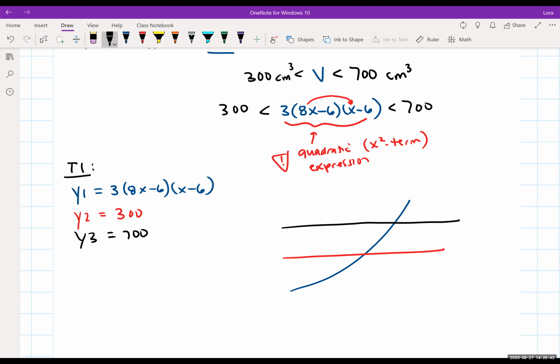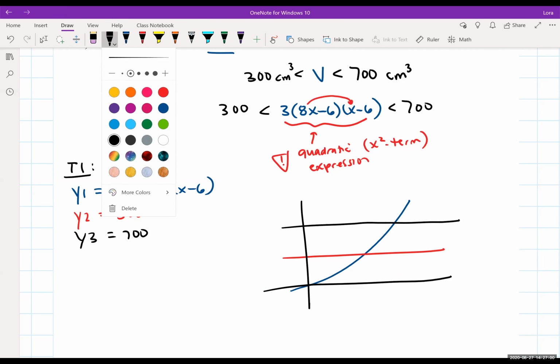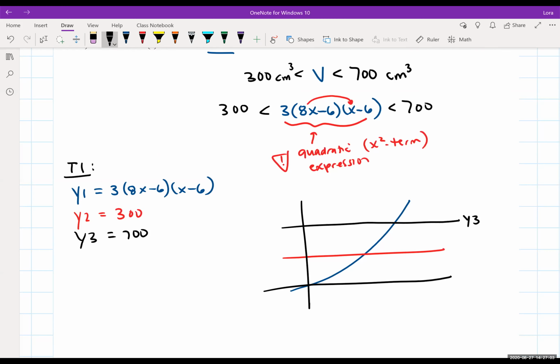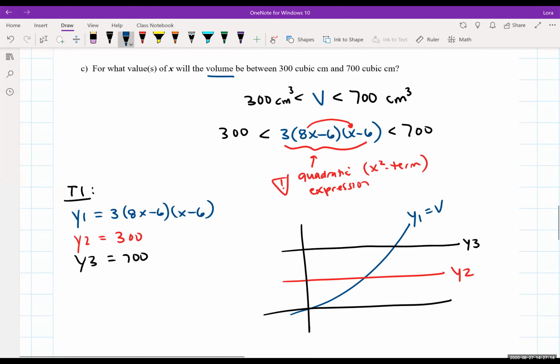And if I go back and double check for myself, I had a square in a sense. There was really nothing to do with the axes except for the y-axis. So let's go back just so that you can see. Okay, so just in case you're wondering about the labels, I have y3, I have y2, and I have my volume, y1. So now what I'm really concerned about, again, what are they asking? For what values of x will the volume be between? So right now what we care about is a region.